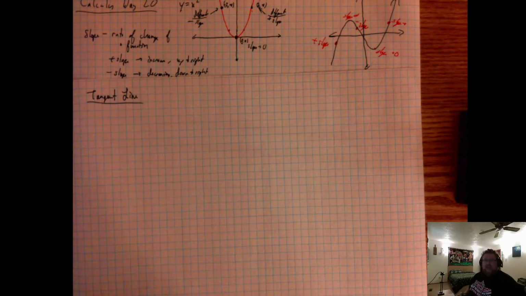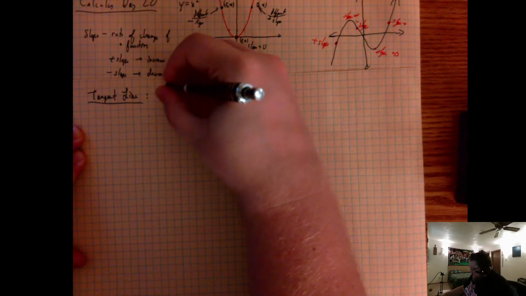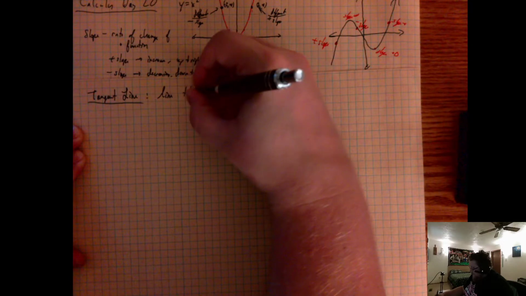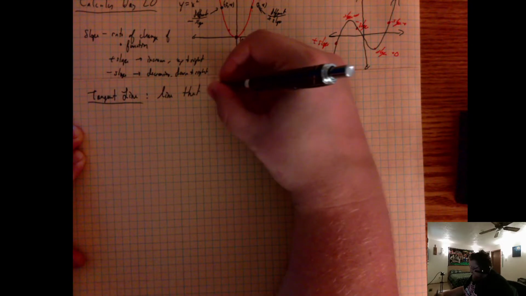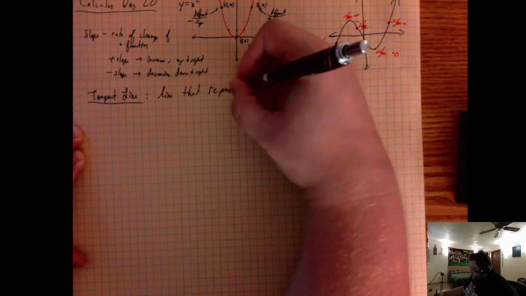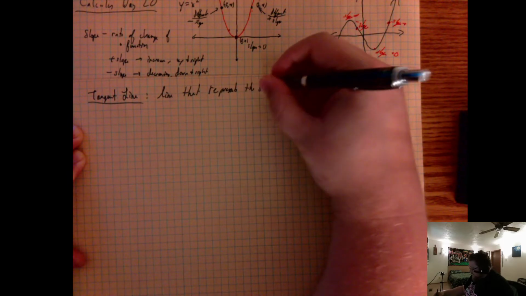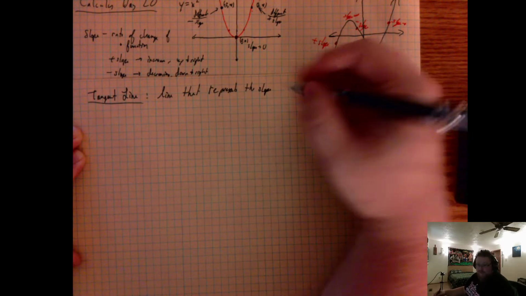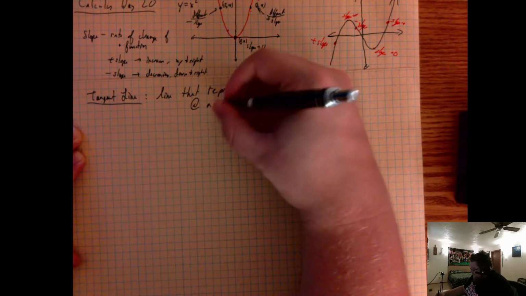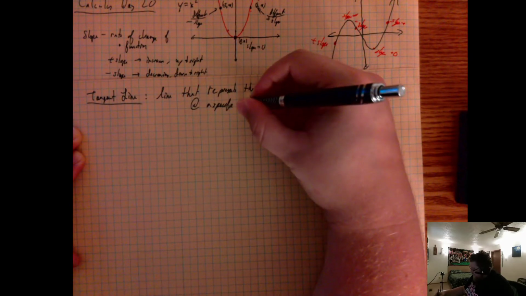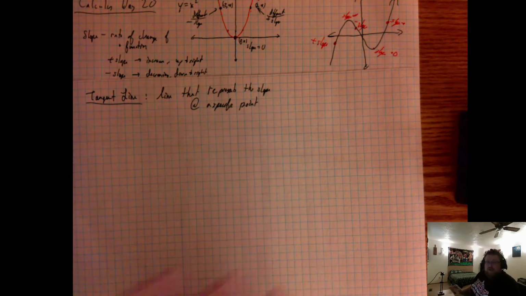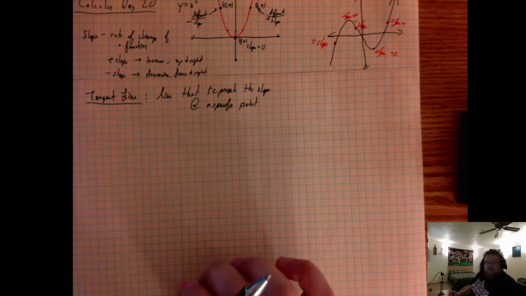This is the most common application of the slope for a function. A tangent line is simply the line that represents the slope, or remember rate of change, at a specific value or point. It is the line that represents the slope at a specific point.